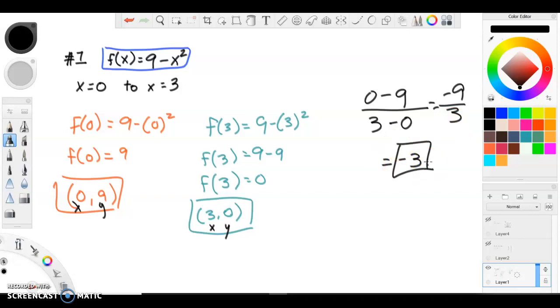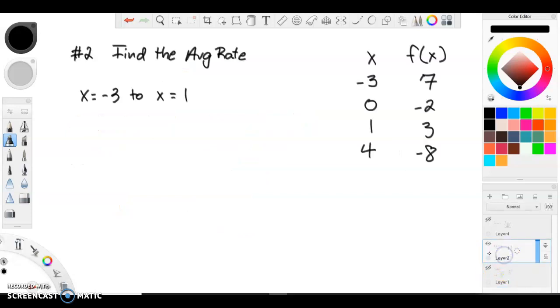Number 1, part A. We're going to scroll down to number 2 now and look at this table where we're finding the average rate of change from x equals negative 3 to x equals 1. So I'm checking out this column here. From negative 3 to 1 is going to be this section right there. Notice that we have a change from negative 3 to 1 of plus 4, right? Plus 4, while on the other side, on our y's, we've got 7 to 3, which is minus 4.